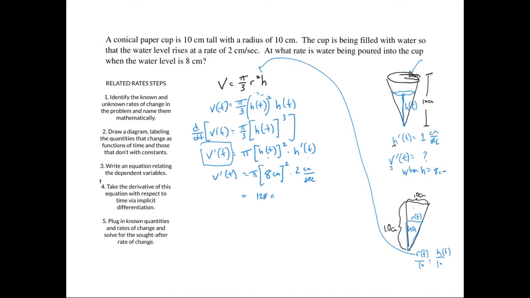And if I were to look at the units, I get centimeters squared times centimeters per second, which is centimeters cubed per second, which makes sense because that's a measure of volume compared to time. So this would be the rate of change of that volume. That's how fast the water is being poured into the cup. All right, next problem.